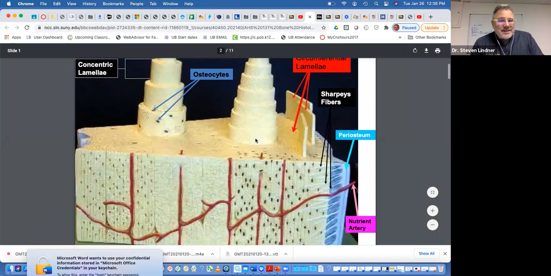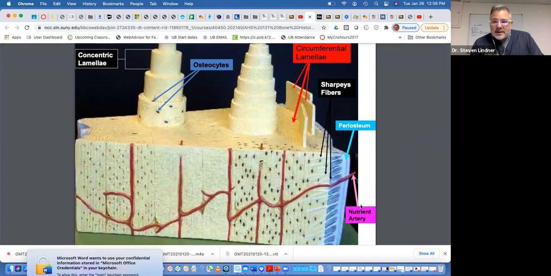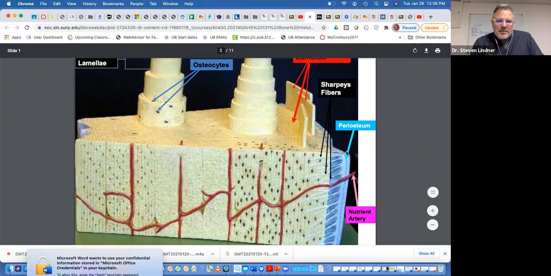Bone is highly vascular. There's blood vessels that go to it. You can see right here at about the 3 o'clock position, there's a nutrient artery. This is the outside of the bone. This is the inside of the bone. And the outer portion of long bones is called the periosteum. Remember, peri means outside. So we have the periosteum. The innermost part of the bone, where it starts to get spongy, that's the endosteum. So there's a periosteum and an endosteum.